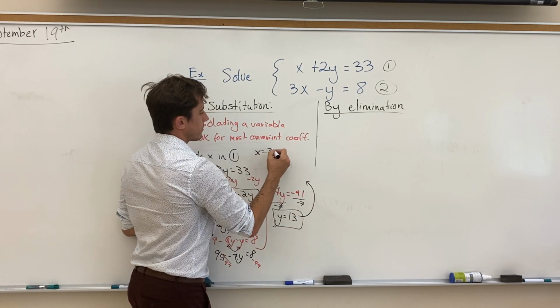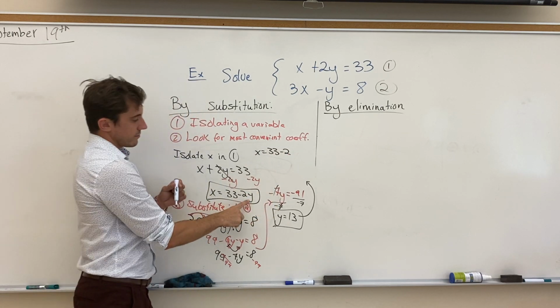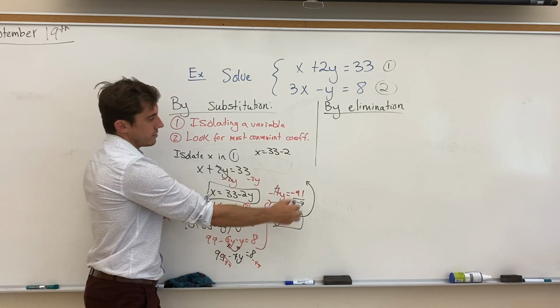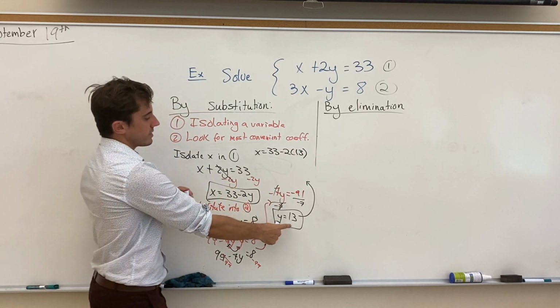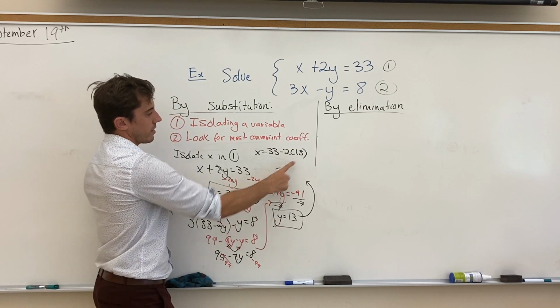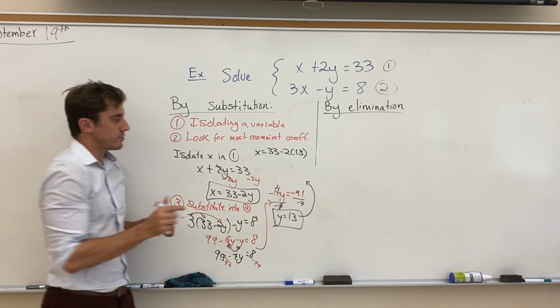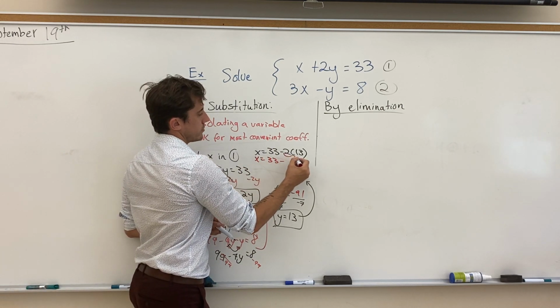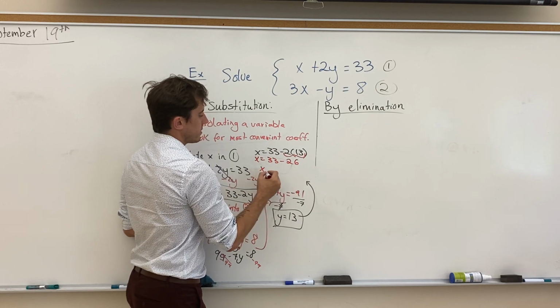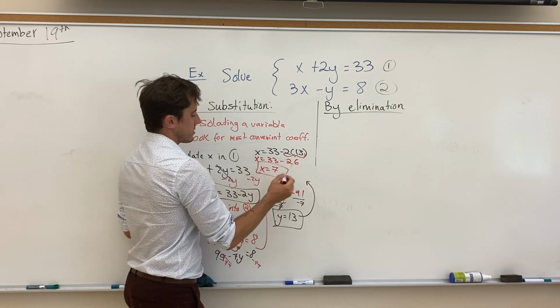X is equal to 33 minus 2. Instead of y, I'm going to plug in the value for y, and so minus 2 times 13. Again, anytime I'm substituting a value into a variable, I put it in brackets just to let myself know what I'm doing. And so we'll have x is 33 minus 2 times 13, which is 26, and so x is equal to 7.